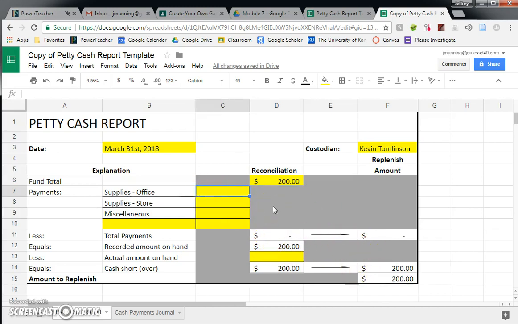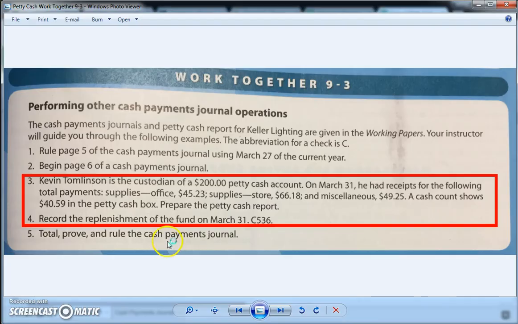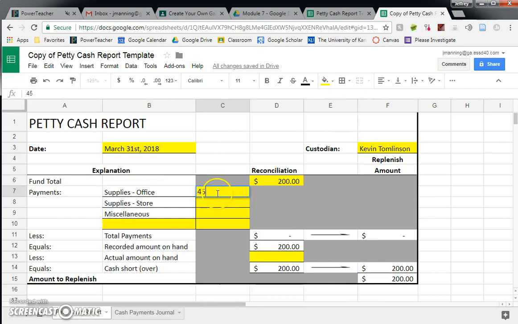All right, so the first category is supplies office. This is a pretty common one for petty cash. These would be supplies that you purchase for around the office, so paper clips, extra paper, pencils, pens, those kinds of things. He found, when he opened it up, a receipt that was for $45.23 in supplies office. So we're going to put $45.23 right there.